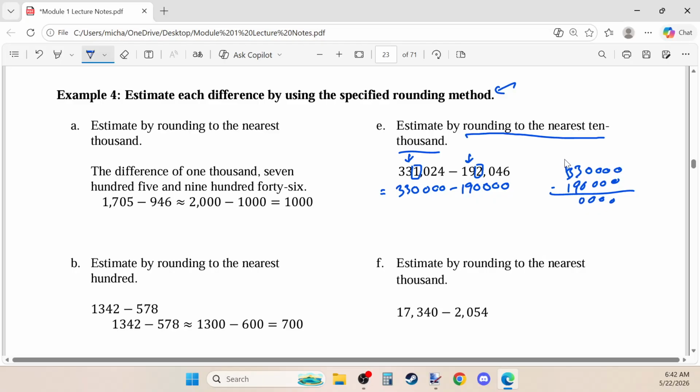Can't take 9 from 3, so I borrow. 13 minus 9 is 4. 2 minus 1 is 1. Our estimate is 140,000.